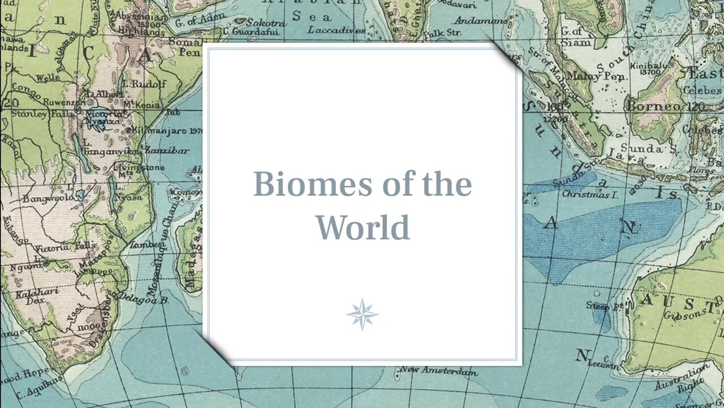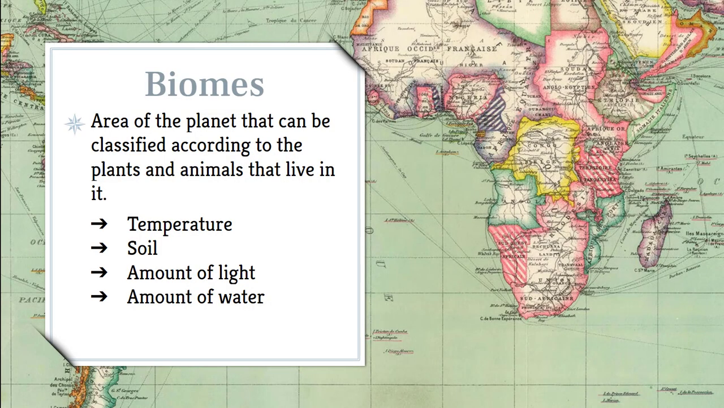Today we're going to expand on the climates and climagraphs we've been talking about and start talking about the different biomes of the world. A biome is an area of the planet that can be classified according to the plants and animals that live in it. To look at a biome, we're going to look at temperature, the soil, the amount of water, and the amount of light. Obviously, this is botany, so we're going to focus on the different plants that live in different biomes.